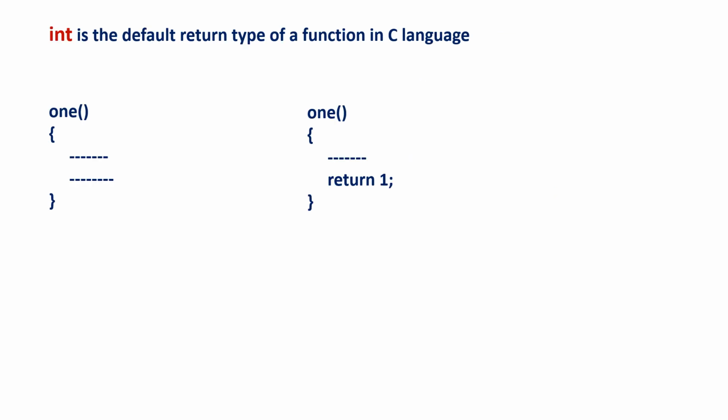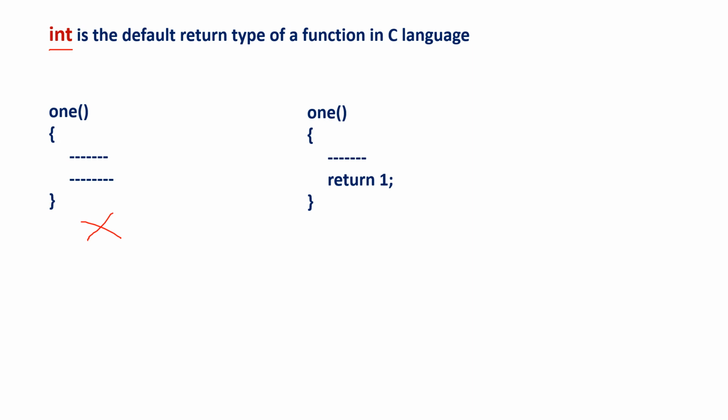Now we see another case. What is the default return type of a function in C language? That means in some cases, suppose we don't specify any return type, then automatically the compiler assumes that integer is the default return type of a function in C language. Now see this example. There is one function. We didn't specify any return type here. Then if we write the program, we get a compilation error. Why? Because the default return type is integer, it must return an integer value at the end of this function.